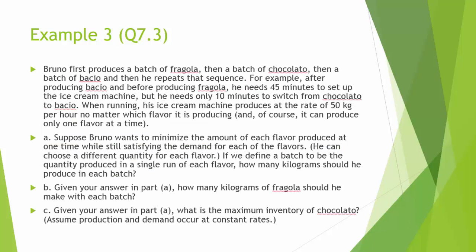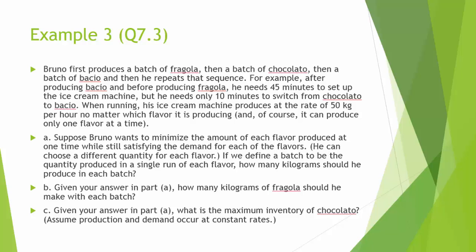Bruno first produces a batch of Fragola, then a batch of Chocolato, then a batch of Basil, and then he repeats that sequence. For example, after producing Basil and before producing Fragola, he needs 45 minutes to set up the ice cream machine. He needs only 10 minutes to switch from Chocolato to Basil. When running, his ice cream machine produces at the rate of 50 kg per hour, no matter which flavor it is producing. And of course, it can produce only one flavor at a time.